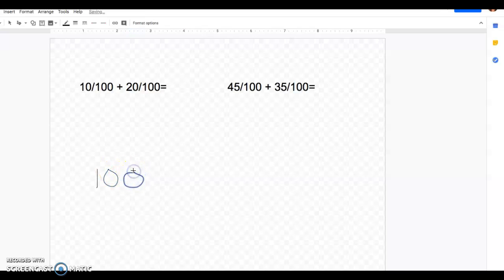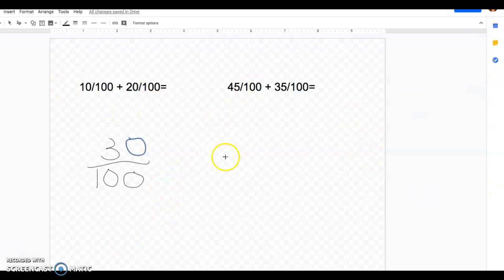Little tiny bitty 100th pieces, but how many do we have? The number of pieces changes. 10 plus 20 is 30. So the answer to this problem is 30 100ths. So the next problem is 45 hundredths plus 35 hundredths.